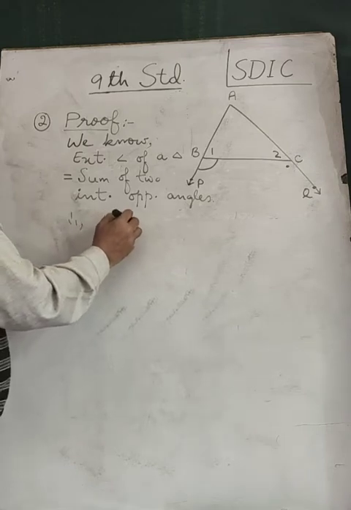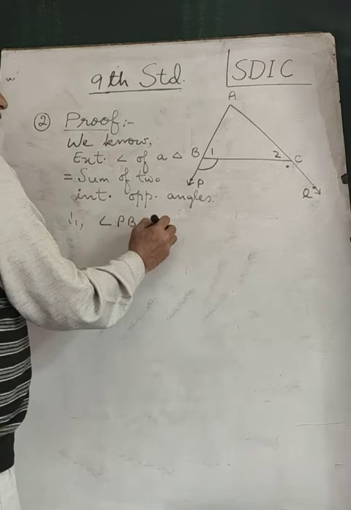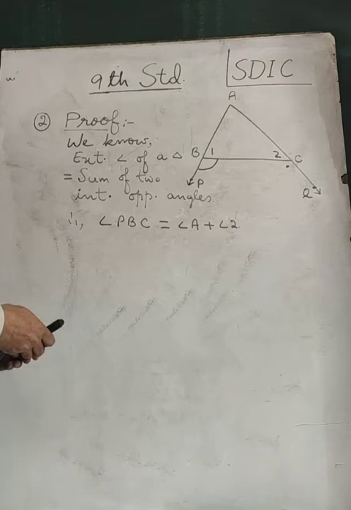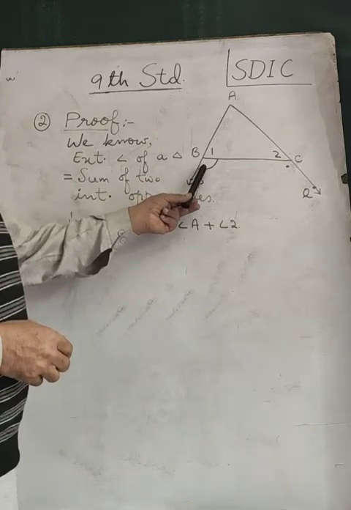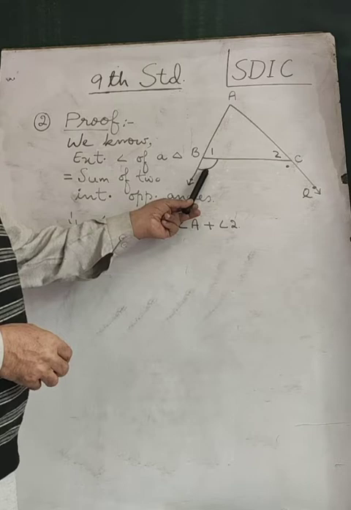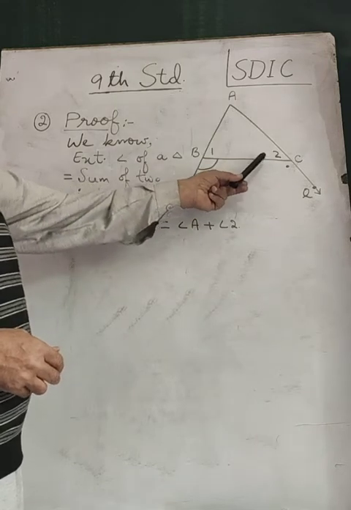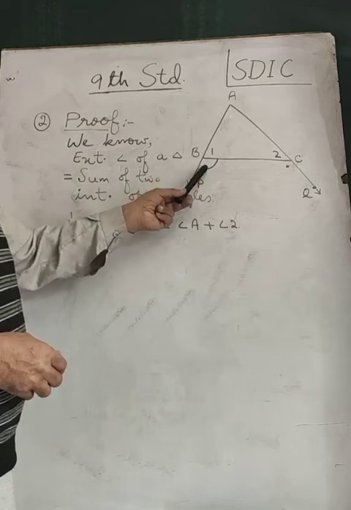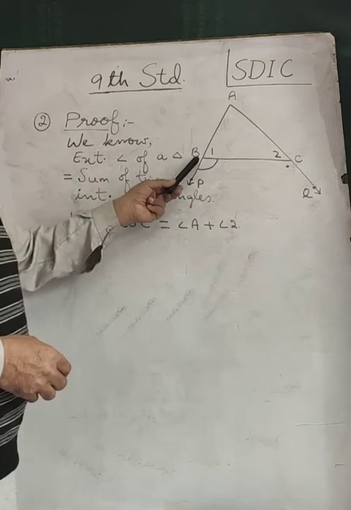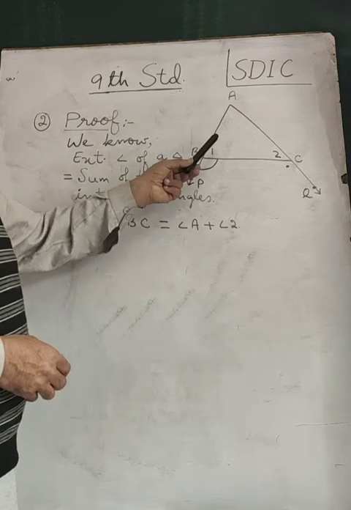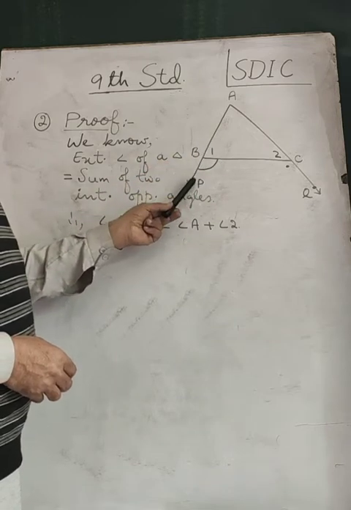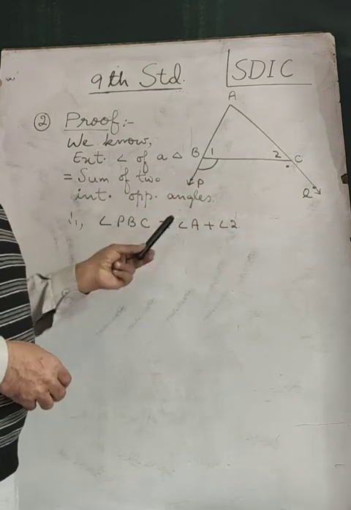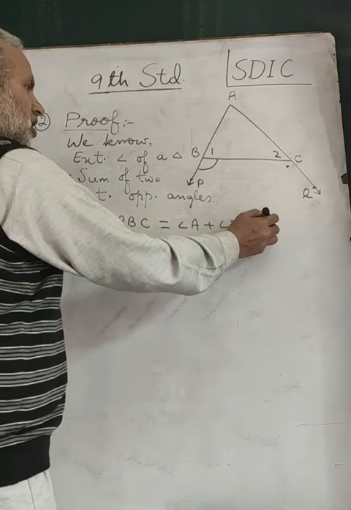Therefore, angle PBC is equal to angle A plus angle 2. The interior opposite angles of the angle at vertex B are angle A and angle 2. Angle 1 is not its interior opposite angle, it is the adjacent angle. They have the same vertex and the same arm. So the interior opposite angles of angle PBC in this figure are angle A and angle 2, their sum. We mark it as the first result.